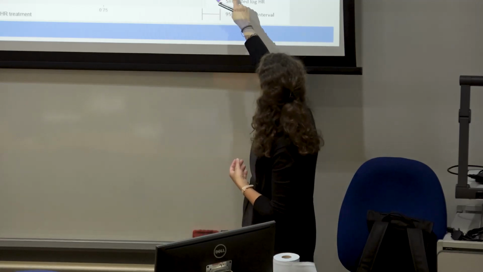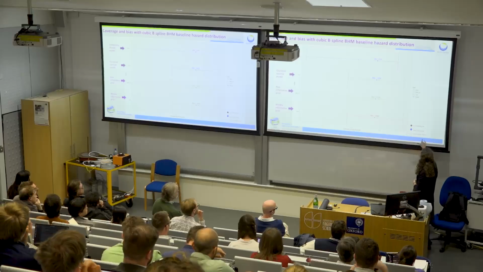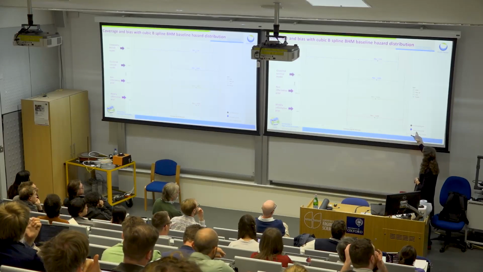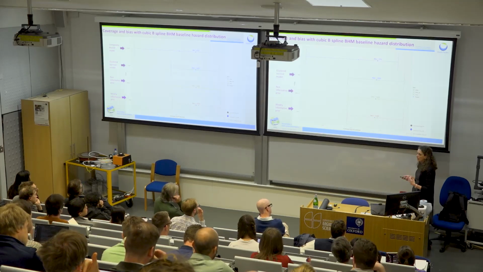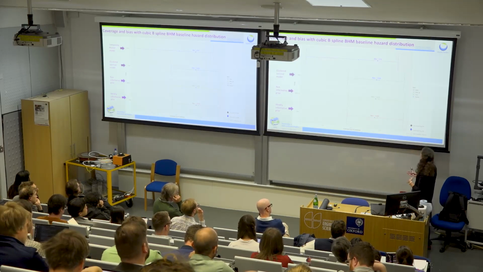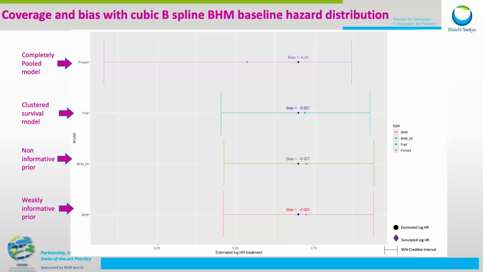The black dots here are the estimated log hazard ratios. So that's what you get for each of the models, and obviously you're taking the average across all of them. And then the diamonds are the simulated log hazard ratio. So that's known, right? That's what we simulated the data on. So based on that, we can look at bias, okay? And then, of course, what you see here is the 95% credible intervals across all the simulations.